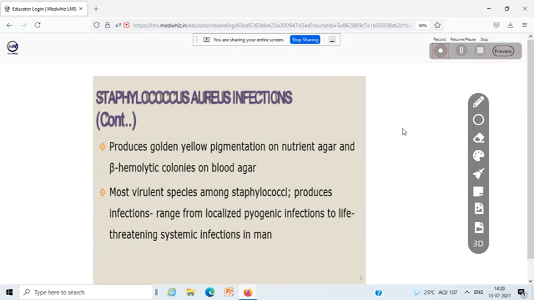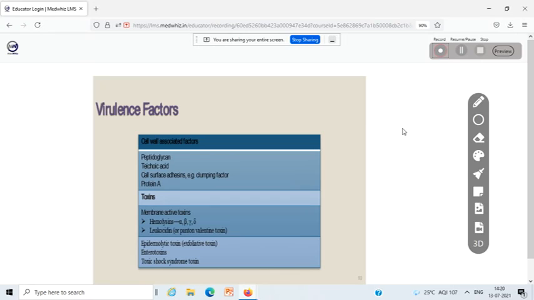It produces golden yellow pigmentation on nutrient agar and beta hemolytic colonies on blood agar. It is the most virulent species among staphylococci and produces infections ranging from localized pyogenic infections to life-threatening systemic infections in man. So what are the virulence factors of this organism?